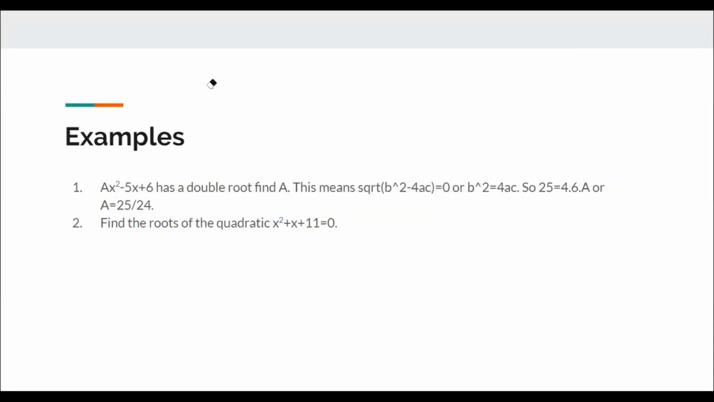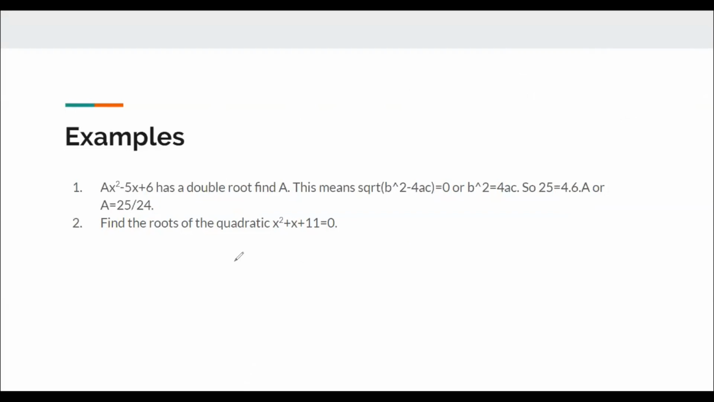All right, here are some examples using the quadratic formula. Ax squared minus 5x plus 6 has a double root. Find a. This means the square root of b squared minus 4ac is equal to 0, or b squared is equal to 4ac. So 25 is equal to 4 times 6 times a, or a is equal to 25 over 4.